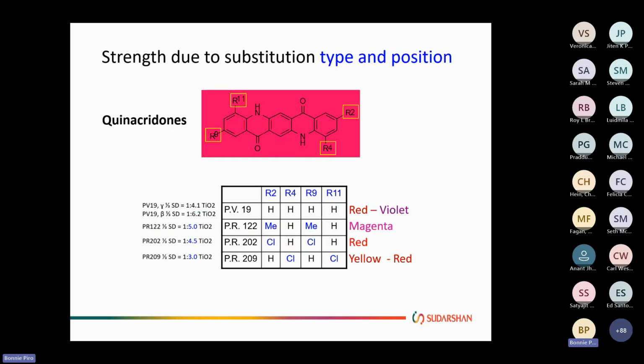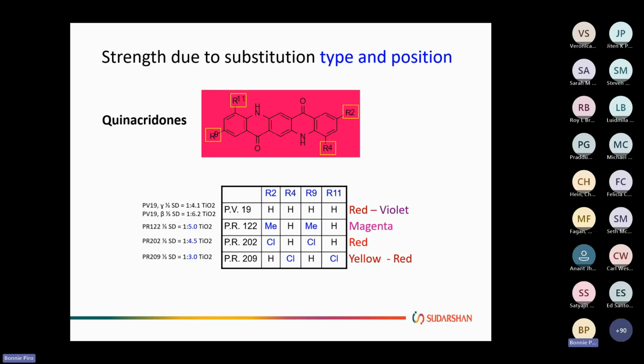So this example shows us how that substitution and the type of substitution can impact the strength that it brings to your formulation. On the violet 19 side, where there are no substitutions, it's the polymorphism that impacts the strength of the particular pigment. The beta is going to be much stronger than the gamma.